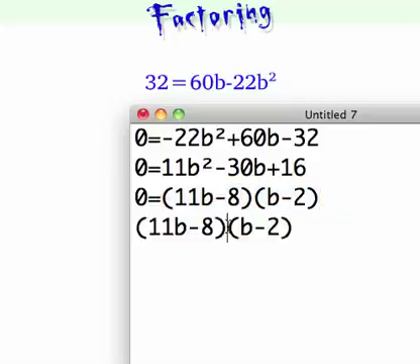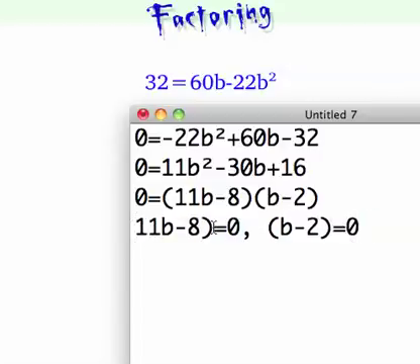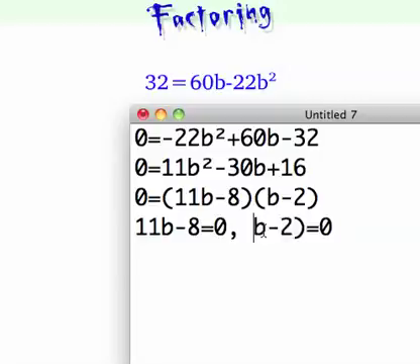Now, I think in previous videos I've explained that sometimes 11b minus 8 is 0, and sometimes b minus 2 is equal to 0. So what we have to do is set both of them equal to 0 and solve them as two separate equations. Okay? So I'm just going to remove the brackets. We don't need the brackets anymore. And then right over here, I'm going to solve for b.